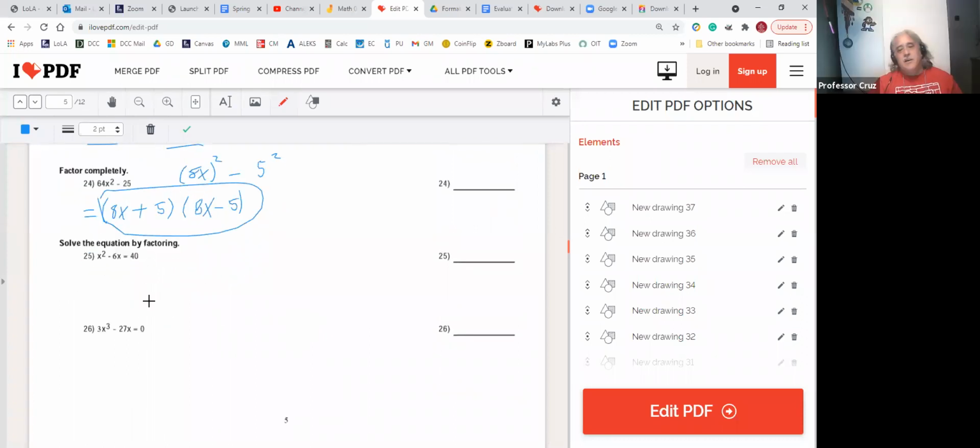All right, this one is asking us to solve by factoring. So what we got to do is we got to realize this is an equation, and then we got to subtract 40 from both sides to get rid of that. That's when we put it over here. Then this is going to be x squared minus 6x minus 40 is equal to 0.